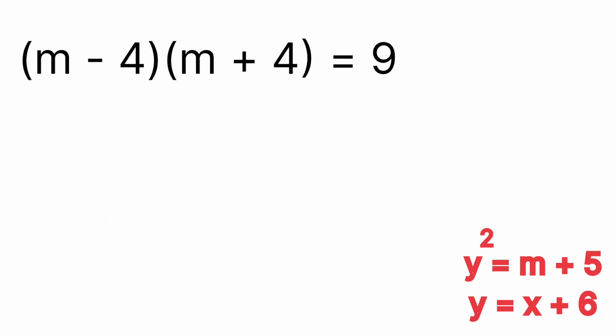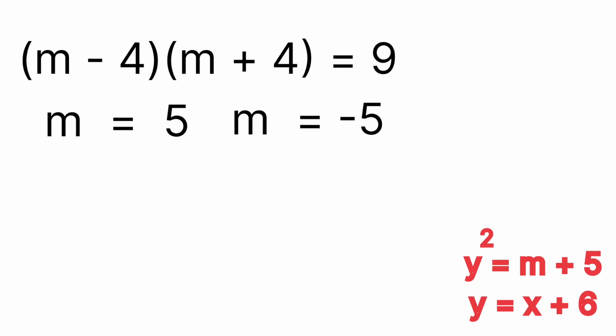So the equation becomes (m minus 4)(m plus 4) equals 9. Same formula we used earlier. m squared minus 16 equals 9. Move the minus 16 to the other side. m squared equals 25. Take the square root. m equals 5 or m equals minus 5.